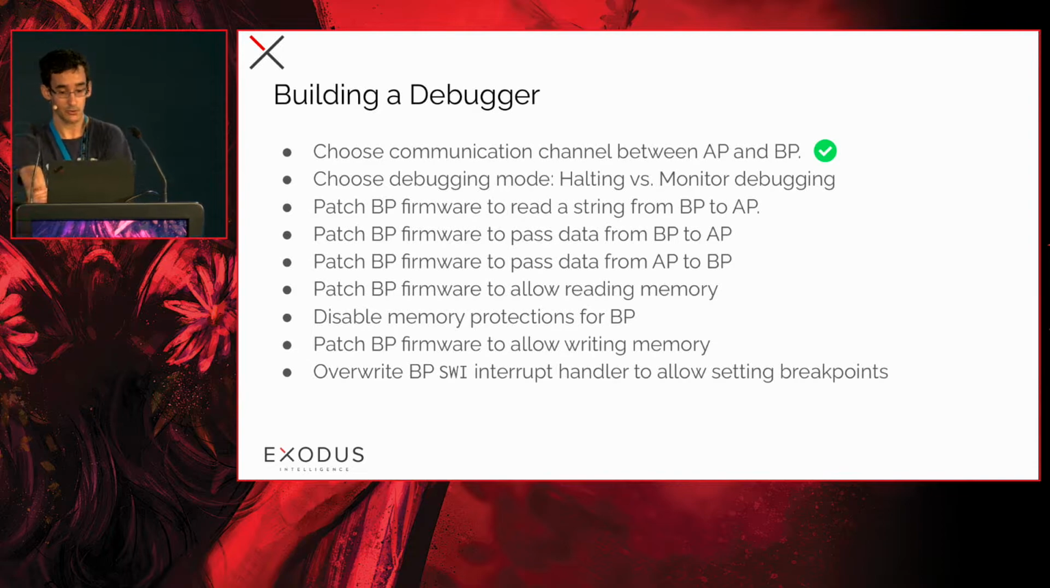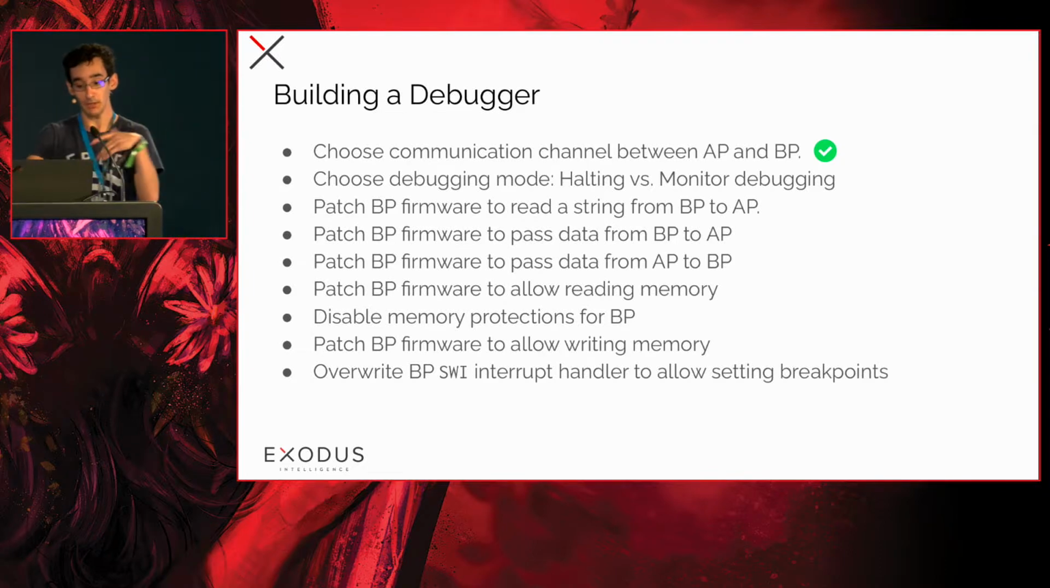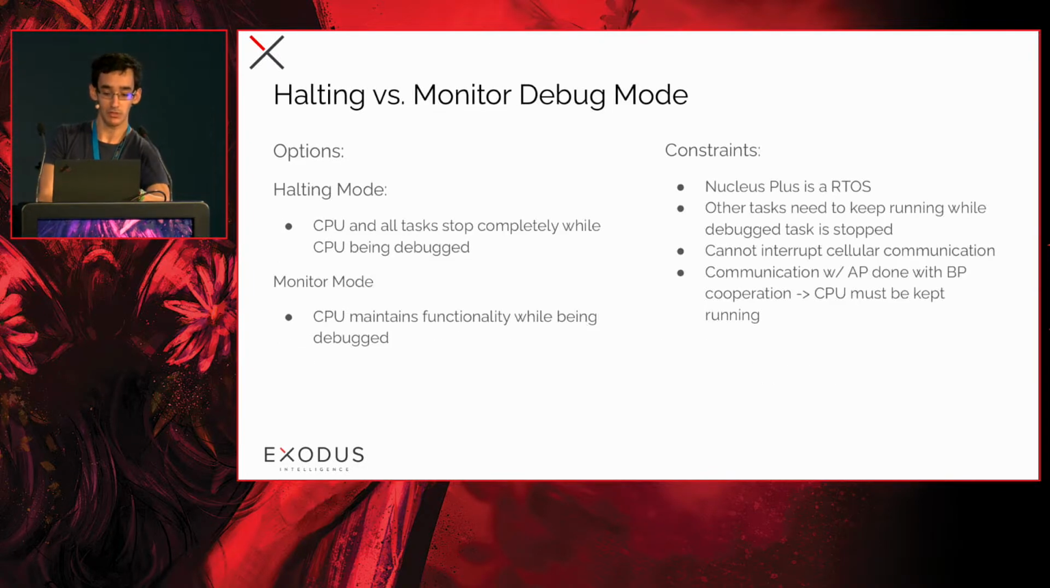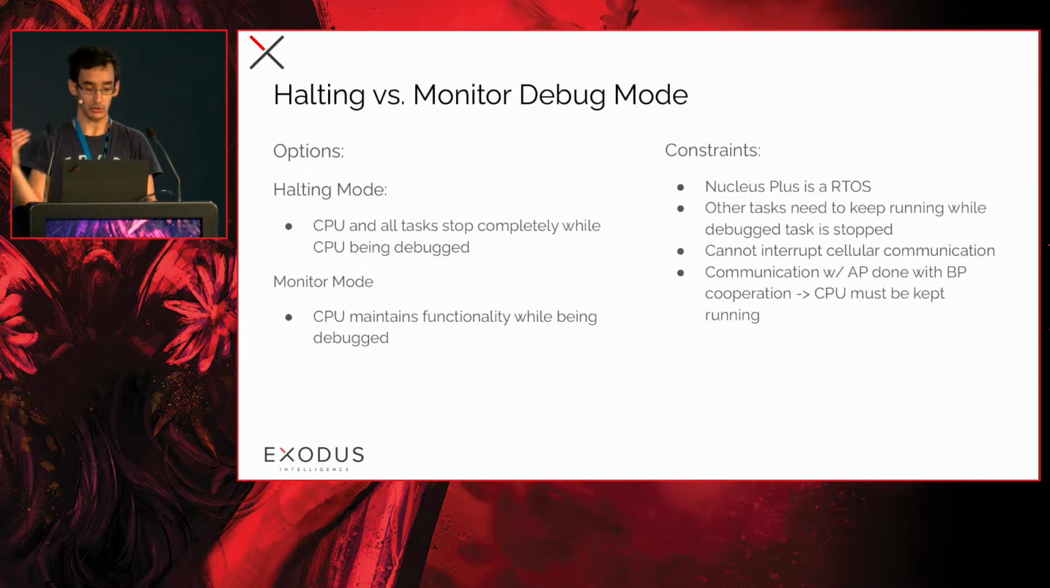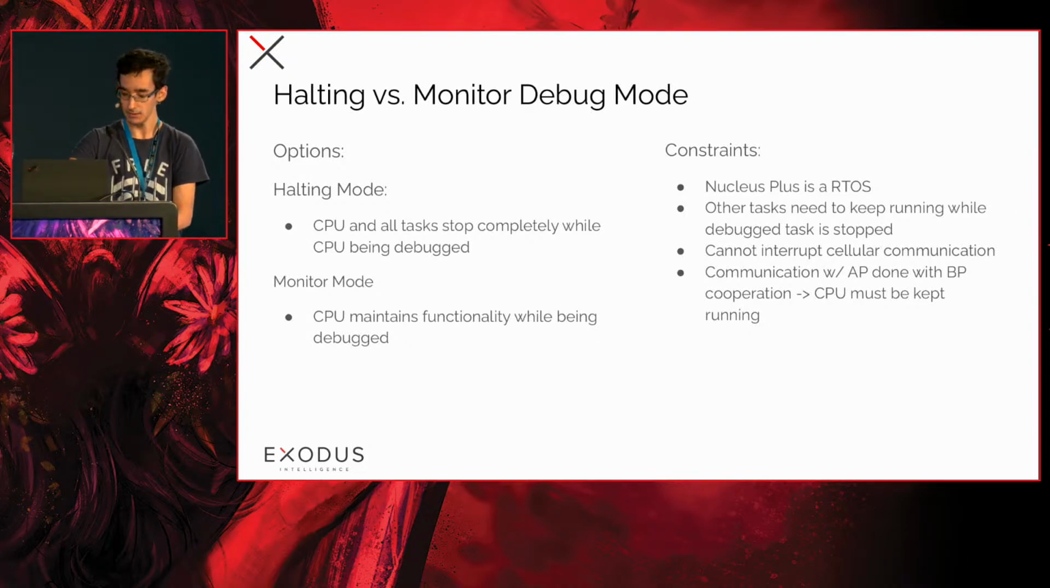Now that we have chosen how the communication between the application processor and the baseband processor is going to take place, we need to choose a debugging mode, and we need to decide between paradigms. We have to decide between halting mode and monitor mode. If we're debugging in halting mode, the CPU, the processor in question, is going to be stopped completely while we're debugging a task. And if we choose to debug it in monitor mode, the CPU is going to maintain functionality. We have different constraints here.